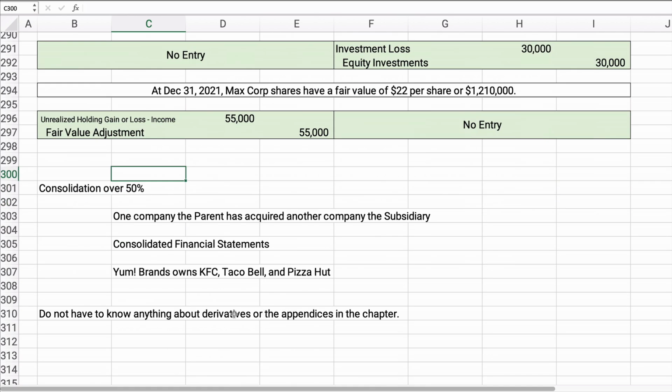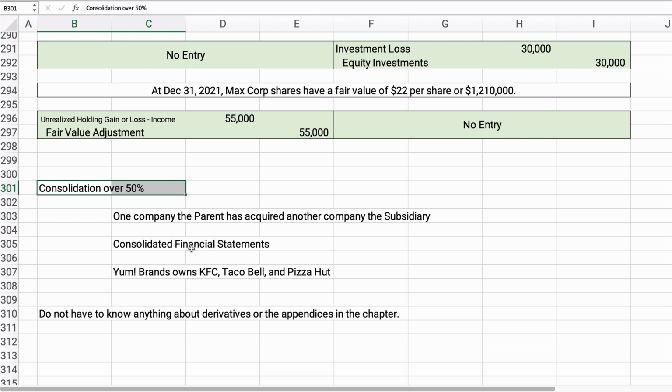All right, almost finished here. What if you own 51% or 70% or 75%? Well, then you have purchased a company, essentially. You have one company, which is the parent, which has acquired another company, the subsidiary. So there's really no problems here in intermediate on this. This would be if you took an advanced accounting class where you have consolidations.